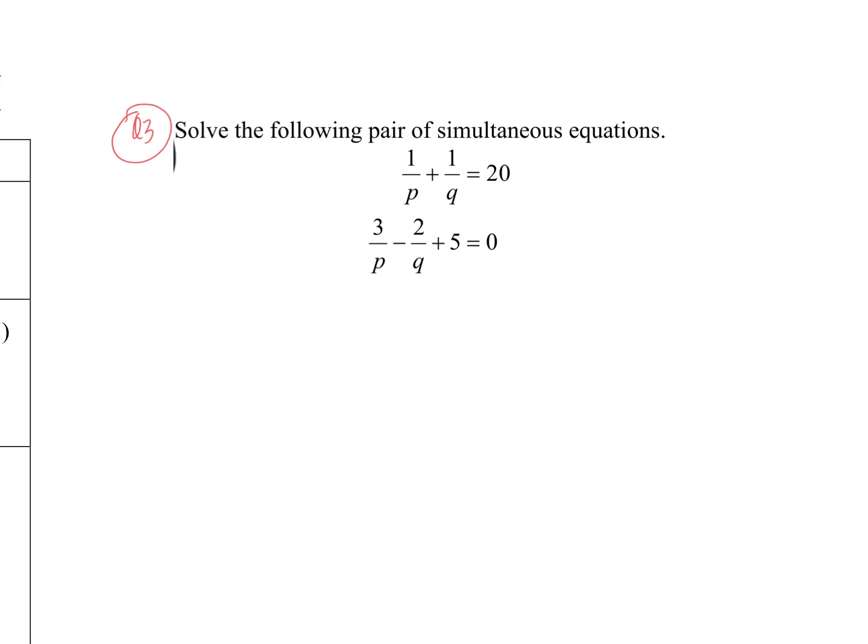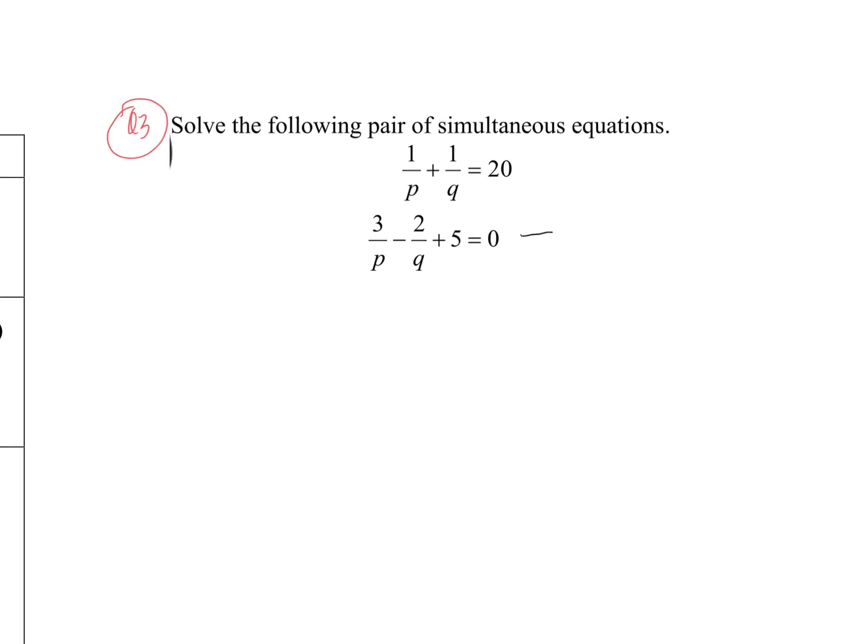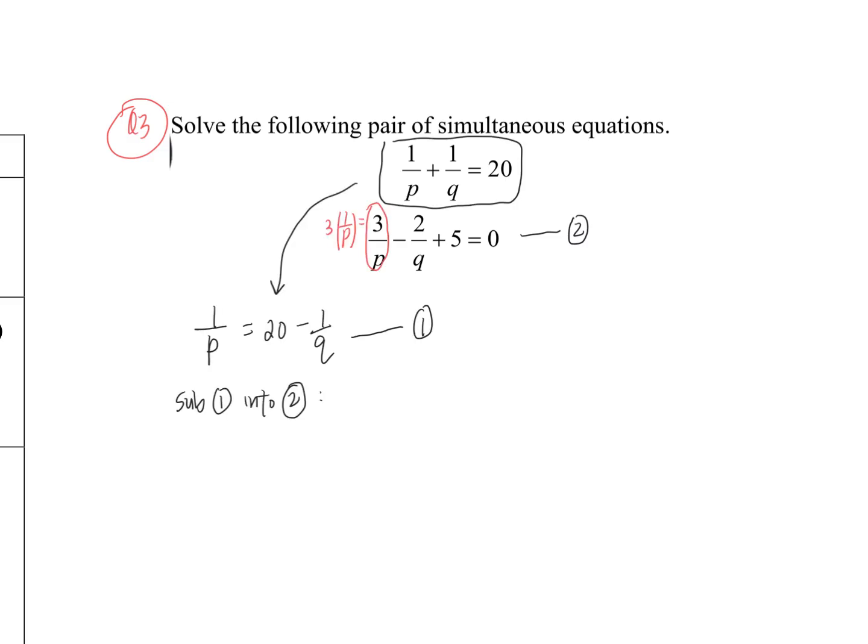Okay. Then I call this equation 2. And then I will sub in my equation 1. So I'm going to replace this whole thing. This is the same as 3 of this. Okay? So I'm going to plug in this as 20 minus 1 over Q.